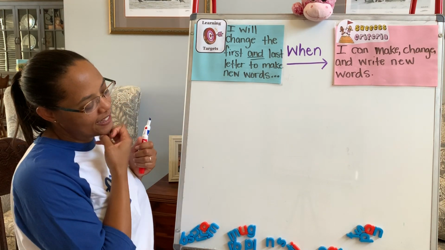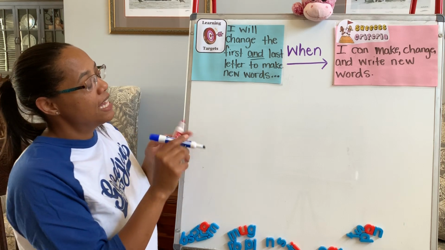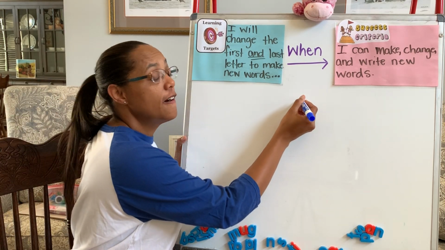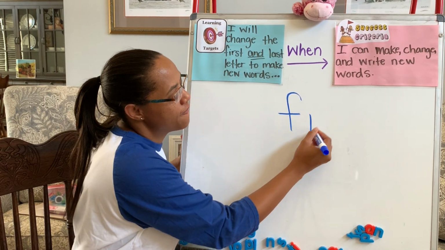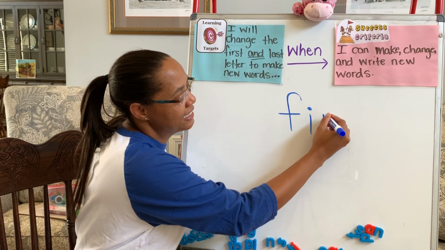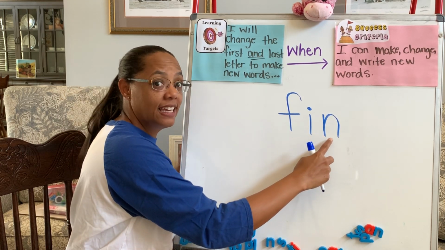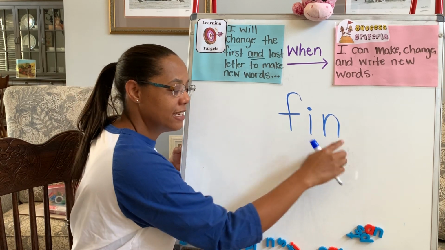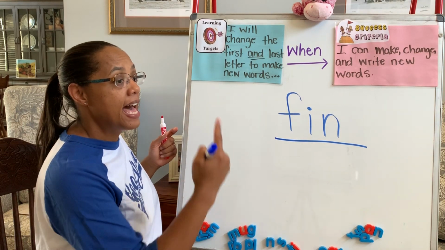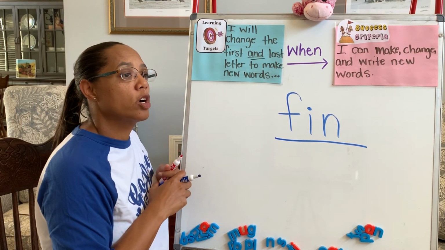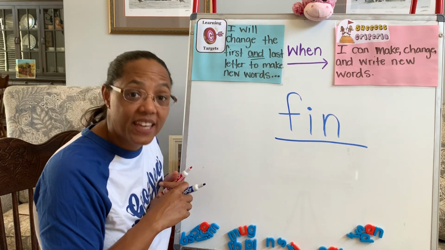All right, so now let's do, okay, let's start off with fin. Like a shark fin. Let's sound it out together. Fin. So I'm gonna draw my line. Fin. Now let's change the last letter. Let's make the word fit. Fit. Ooh, my shoes fit.